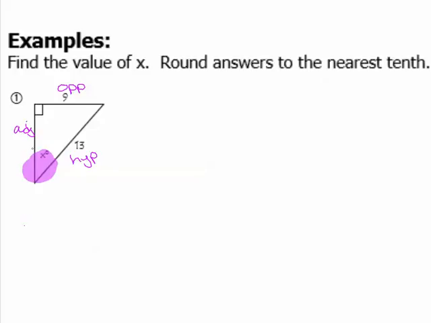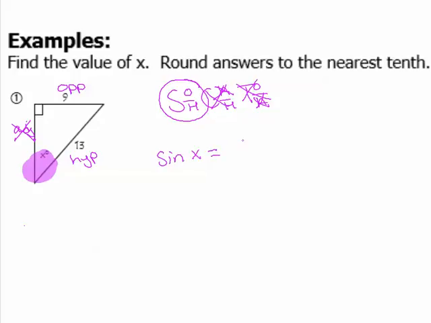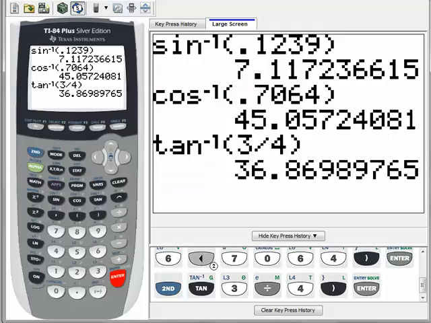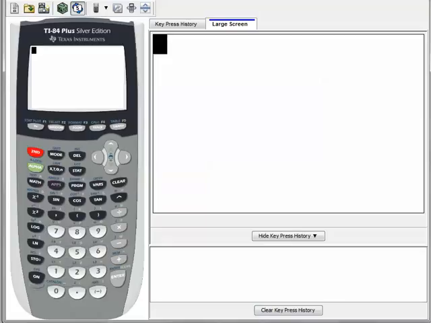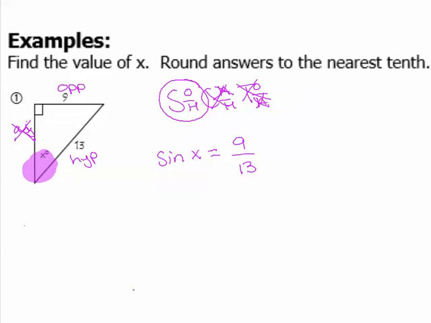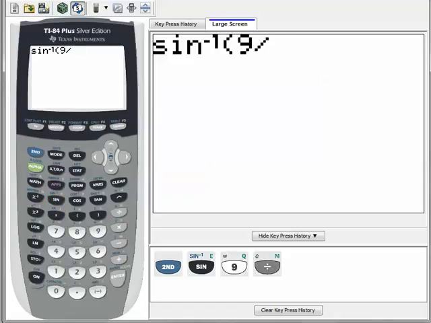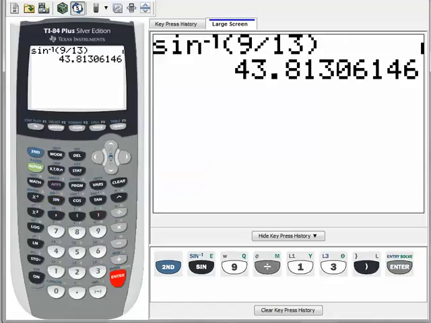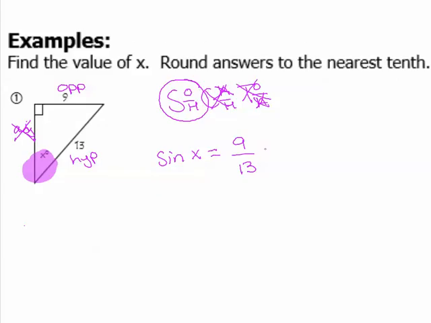There is no information by adjacent, so I'm going to cross it out. If I write SOHCAHTOA, I can see that I crossed out the adjacent. So I'm going to cross out everything that has an adjacent. And what do I have left? Sine. So that's the one I'm going to pick. Sine of x equals opposite over hypotenuse. Now this looks like something I can put in my calculator. I'm going to hit the second key, sine, 9 divided by 13, and I get 43.8 degrees.